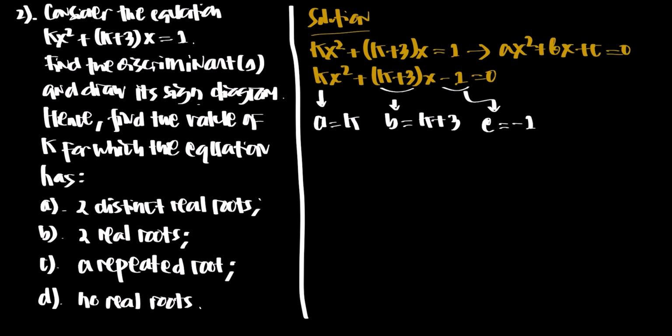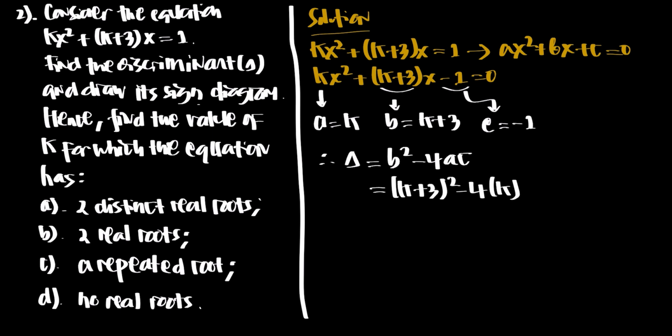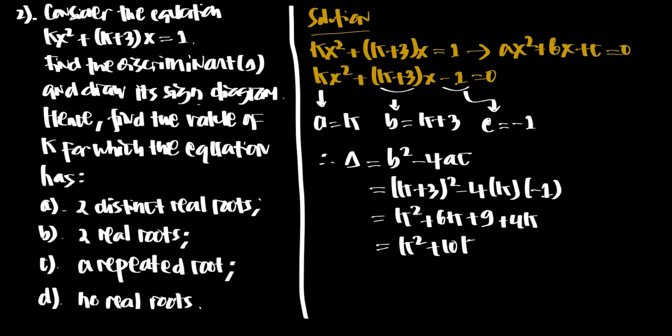So we have that. Now we can apply it to the discriminant. So delta equals b squared minus 4ac. So then (k plus 3) squared minus 4 times k times negative 1. You expand it: k squared plus 6k plus 9, right? Minus 4k times negative 1, so it turns into positive. Now let's rearrange: k squared plus 10k plus 9.